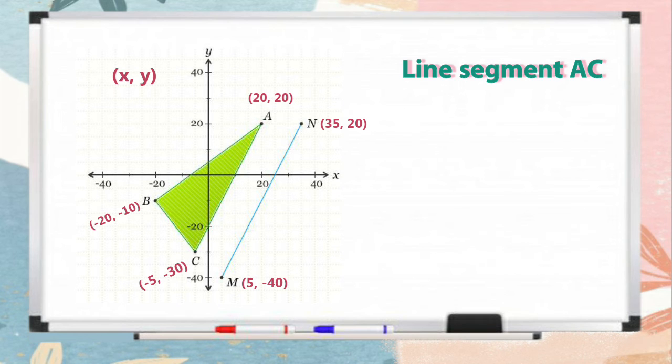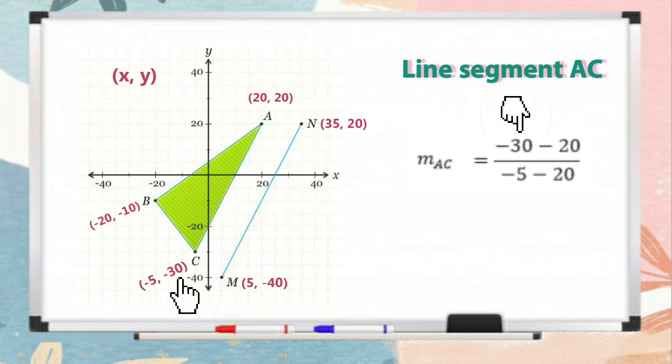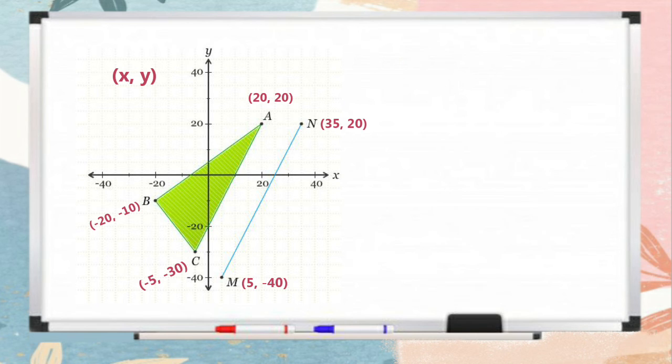Now, for AC, change in y is equal to -30 minus 20, and change in x for line segment AC is -5 minus 20. So, the gradient of AC is -50 over -25 equals 2.